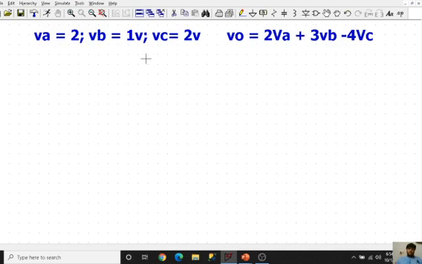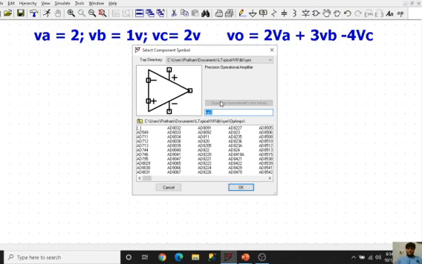So now what do you think the output of this equation should be? Let's substitute VA as 2, VB as 1 and VC as 2 again. So 2 into 2, 4, plus 3 will give me 7. 7 minus 8 will give me minus 1. So let's begin to design.